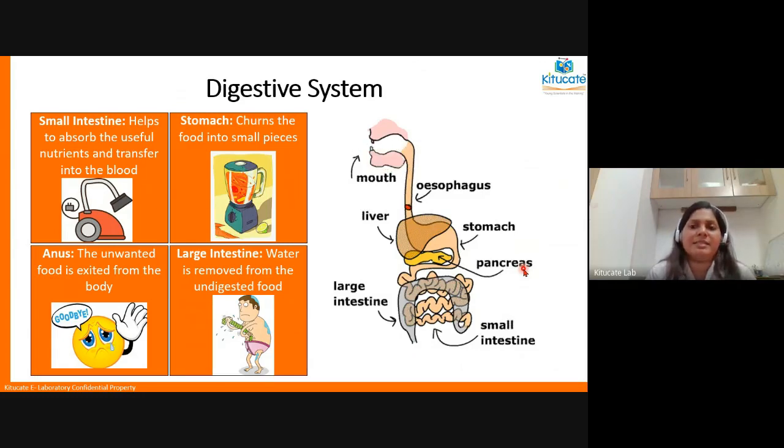So the acids take care of that, and then from there the liver sends its juice, the pancreas sends its stuff into the stomach, and the food is completely digested inside the stomach, and from there it is passed on to the small intestine.